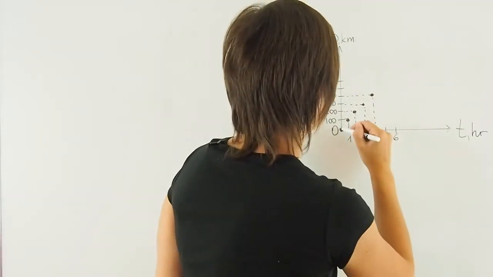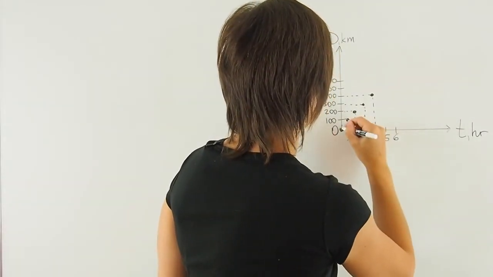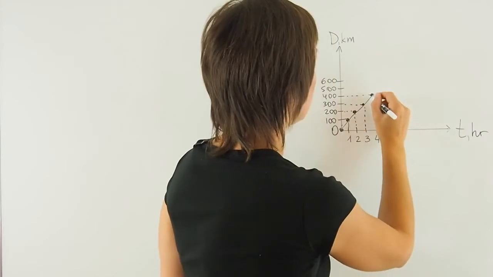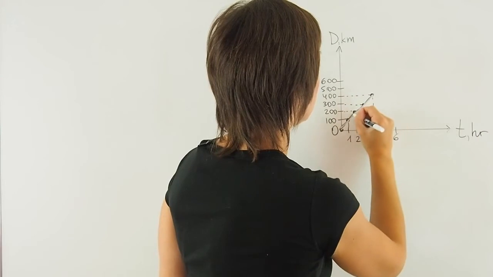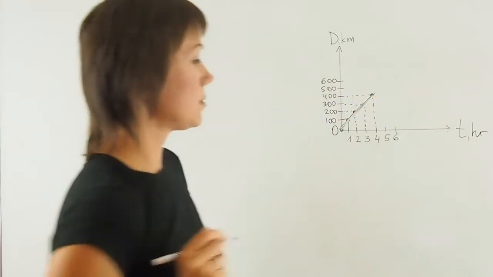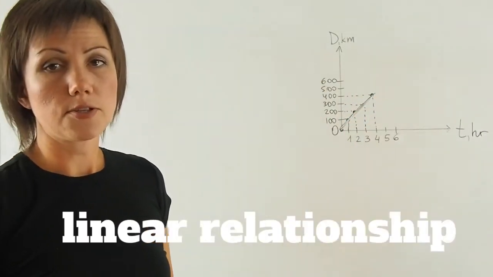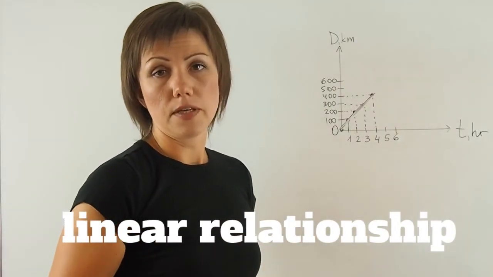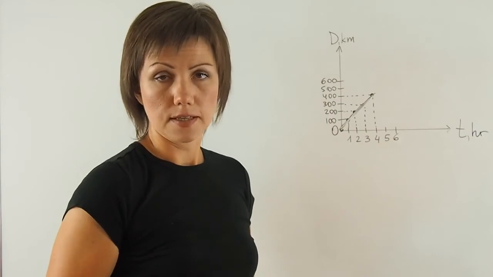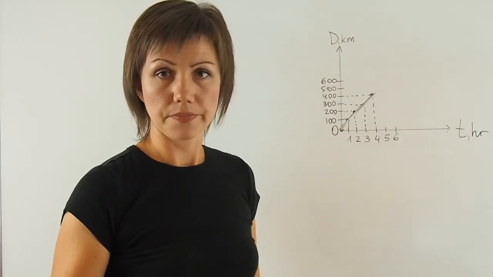And if I connect these points, they will form a straight line. I'll try to make it as straight as possible. Okay, so they form a straight line. This means that the speed of the vehicle was constant. It was always the same.